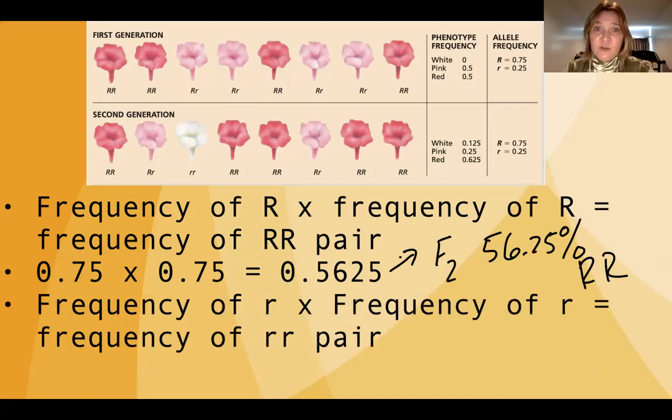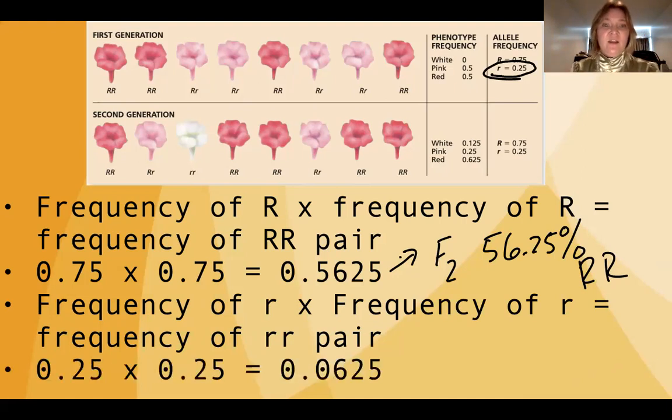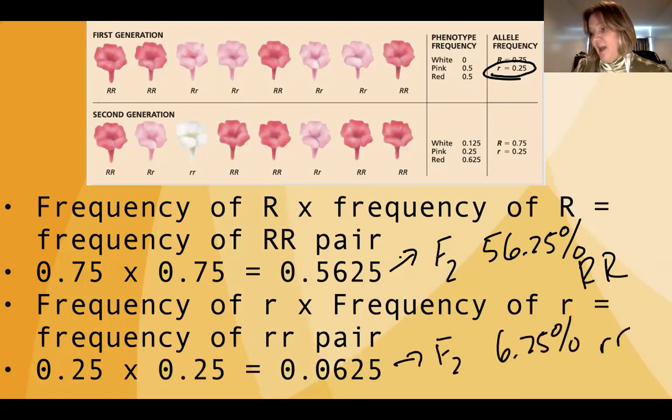If we want to predict the frequency of a homozygous recessive individual, we take the product of the allele frequencies for the recessive allele from the first generation. So the allele frequency for little r for the first generation was 0.25. So we take 0.25 times 0.25, and we get for F2 a 6.25% chance of having a homozygous recessive individual.